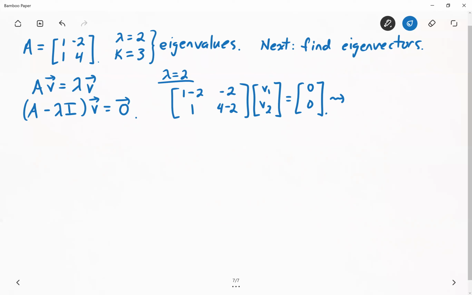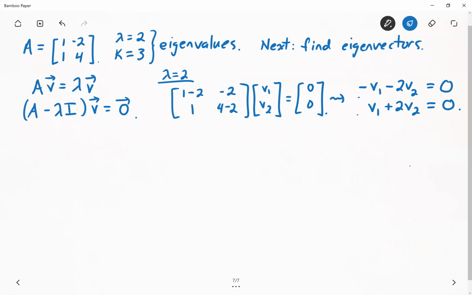If I turn this into a system of equations, let's see, this first row is negative 1 and negative 2. So negative V1 minus 2V2 equals 0. The second row is 1 and 2. So that dot product with V1, V2 becomes V1 plus 2V2 equals 0. And sure enough, as is always the case when you're coming up with an eigenvector, you're going to notice some redundancy in these equations. Turns out the first equation is negative 1 times the second equation. So we have a free variable here. We can pick one of these variables to be whatever we want.